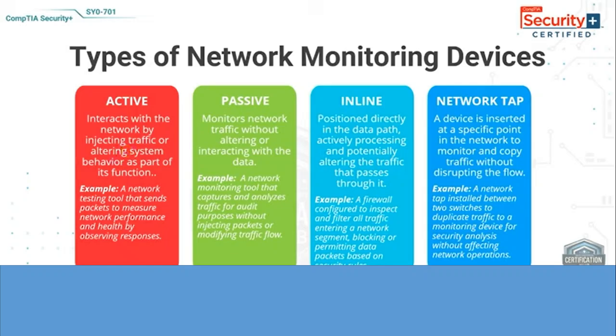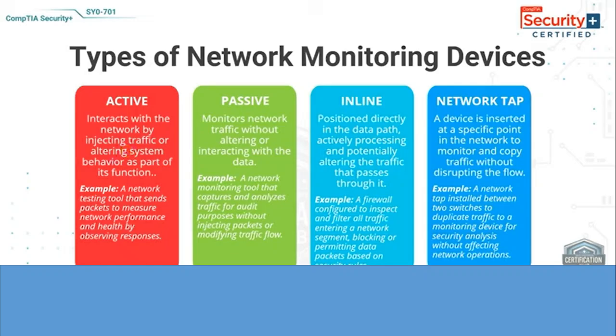Next we are moving to the inline network monitoring devices. Inline monitoring devices are devices which monitor every activity going through the network. Its example is a firewall. A firewall configured to inspect and filter all traffic entering a network segment, blocking or permitting data packets based on the services and permissions you have applied on it.